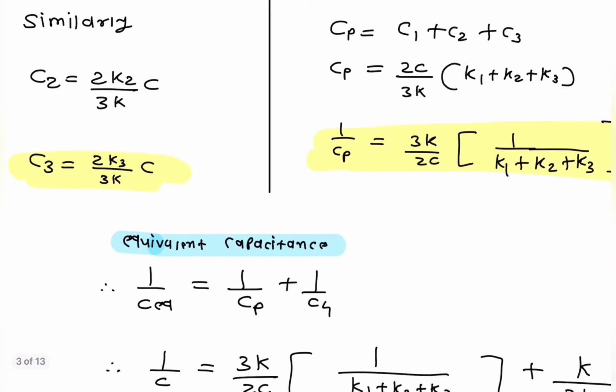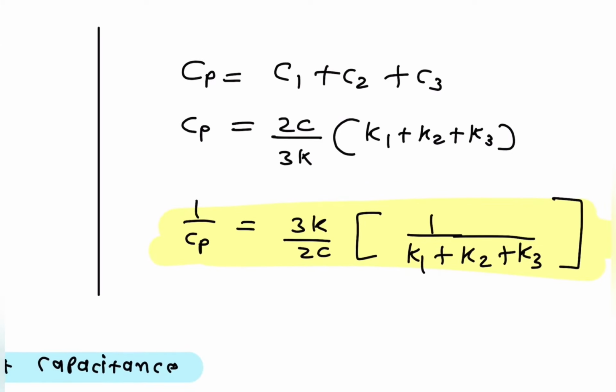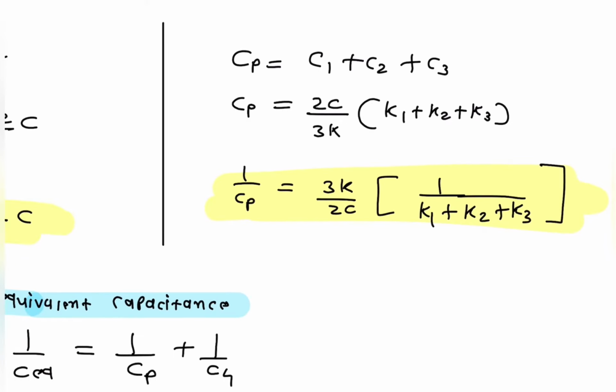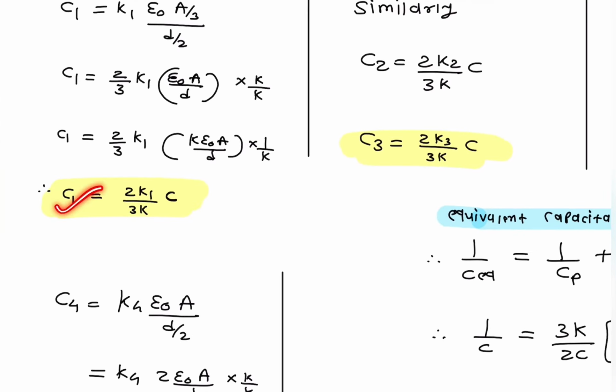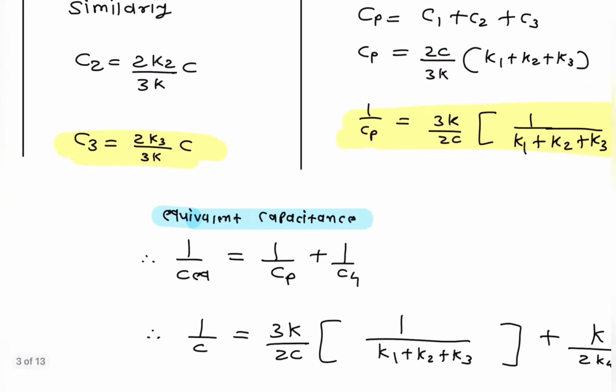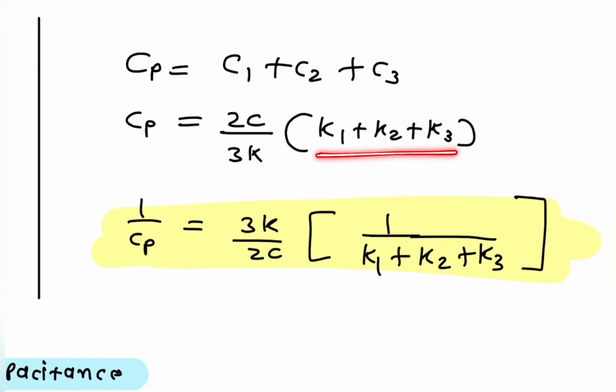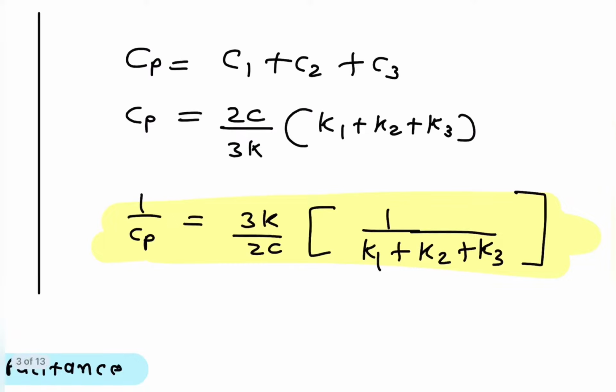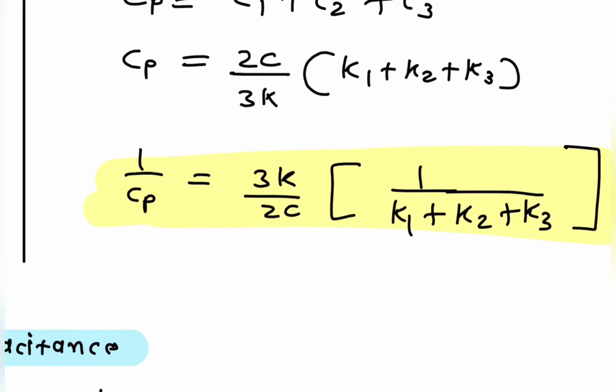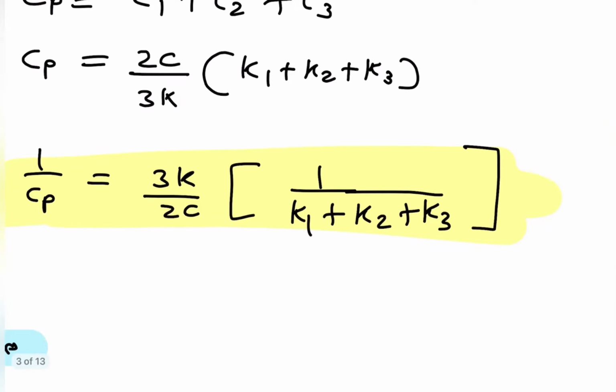Now the equivalent capacitance of the parallel combination, Cp, is simply the addition of C1, C2 and C3 capacitance. So Cp is equal to 2C by 3K, taken outside the bracket because it is a common term in C1, C2 and C3. In the bracket, the remaining quantity is K1 plus K2 plus K3. So 1 upon Cp, the reciprocal of Cp, is equal to 3K by 2C, in bracket 1 upon K1 plus K2 plus K3.